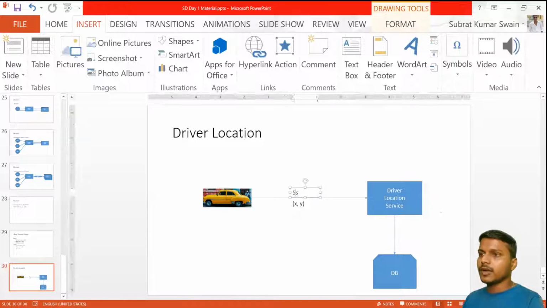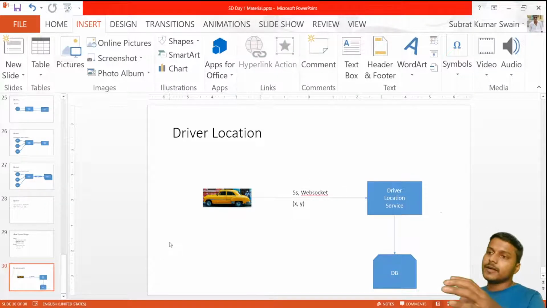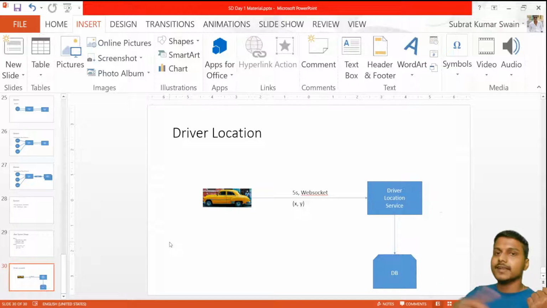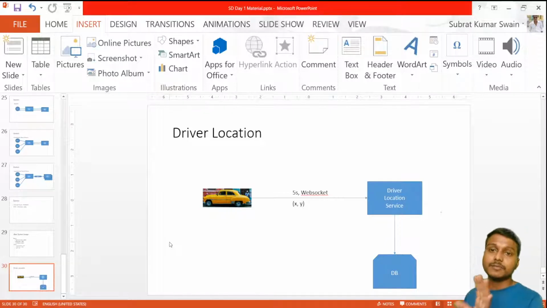So every 5 seconds it is updating its location, and the protocol I'm using is WebSocket and not UDP. UDP seems very apt here, but UDP is one way, guys. UDP just sends data and doesn't wait for responses. But WebSocket is a duplex protocol, so two-way communication can happen. Later, as we develop this entire system, we would need two-way communication. That's why I picked WebSocket.